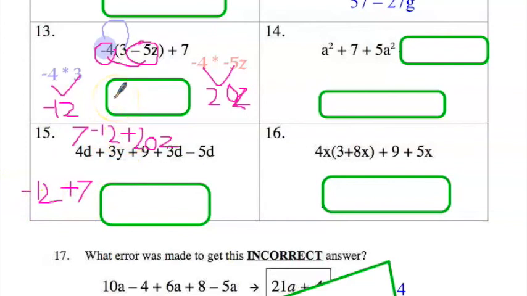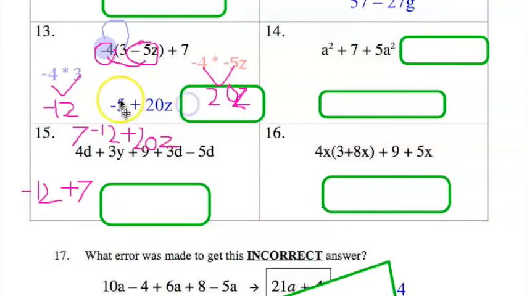That gives us an answer of what? -5. And then how many Z's? 20 Z's. They're on different teams, so they can't go together. Let's look down towards the bottom.